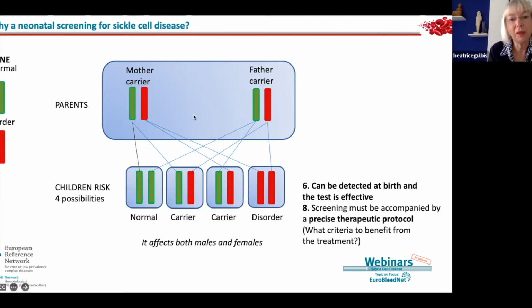And it might be amazing, but it's still your child because it's a mixture. And then you might have the normal one from the mother and the disorder one from the father. You are a carrier, or the opposite, the disorder one from the mother and the normal from the father. So you also have a child who is a carrier of the disorder. And finally, you have the disorder one from the mother and from the father, and you have the disorder. And it can be detected at birth if the test is effective. And the screening can give you a precise therapy. Just to let you know that it affects both males and females.